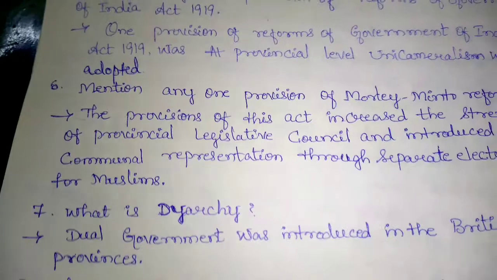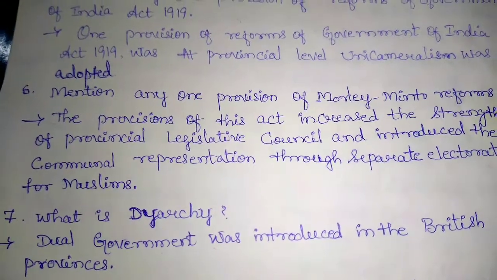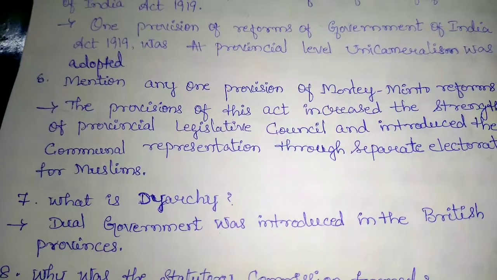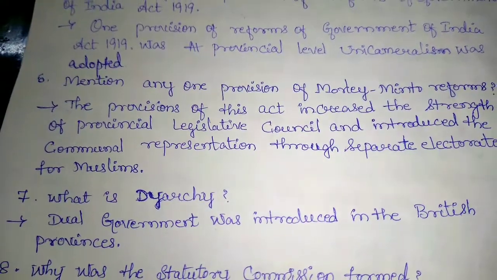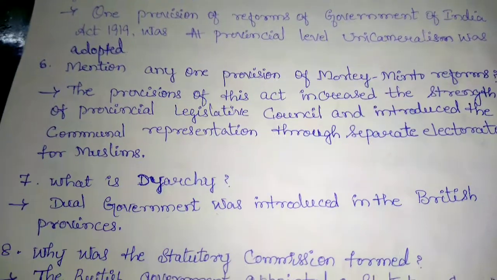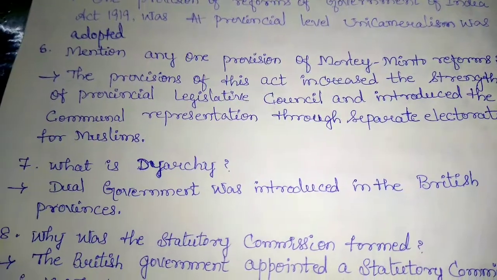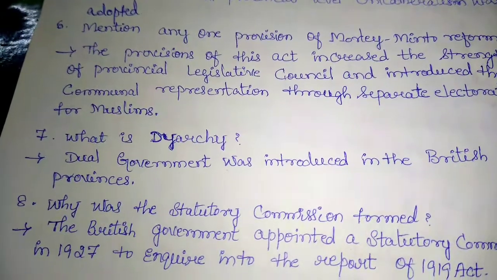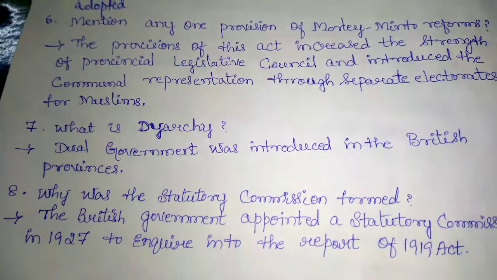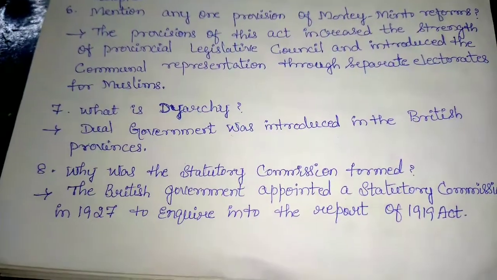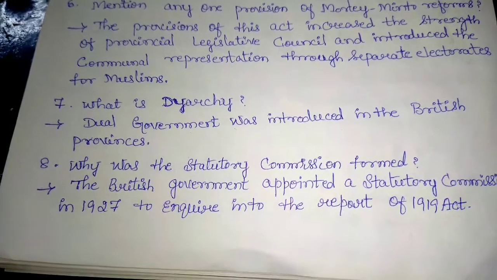The sixth question is, mention any one provision of the Morley-Minto reforms. The act increased the strength of the provincial legislative councils and introduced communal representation through separate electorates for Muslims. Seventh question, what is diarchy? Dual government was introduced in the British provinces. Dual government is also known as diarchy.